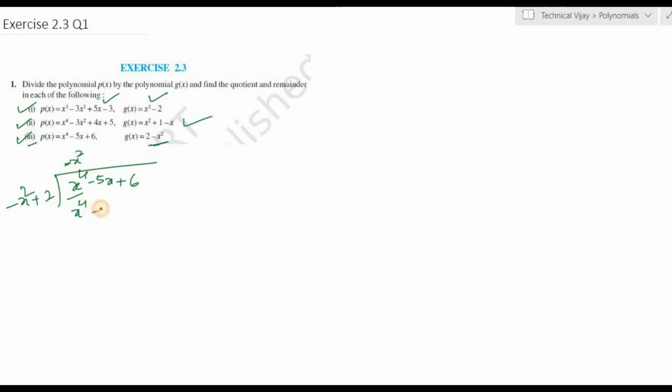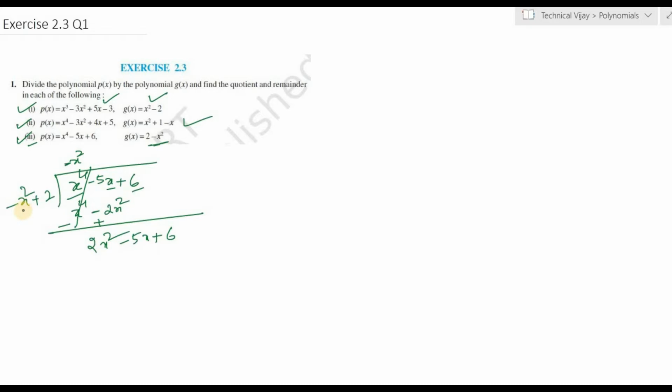Okay, x square into minus x square is minus x to the power of 4, and x square into 2 is 2x square. So this plus becomes minus, minus becomes plus. Here the minus 5x and plus 6 terms are there, we will write as it is. So x to the power of 4 and x to the power of 4 cancel. This is plus 2x square, and the x term here is 0. So we will write minus 5x plus 6 as it is.